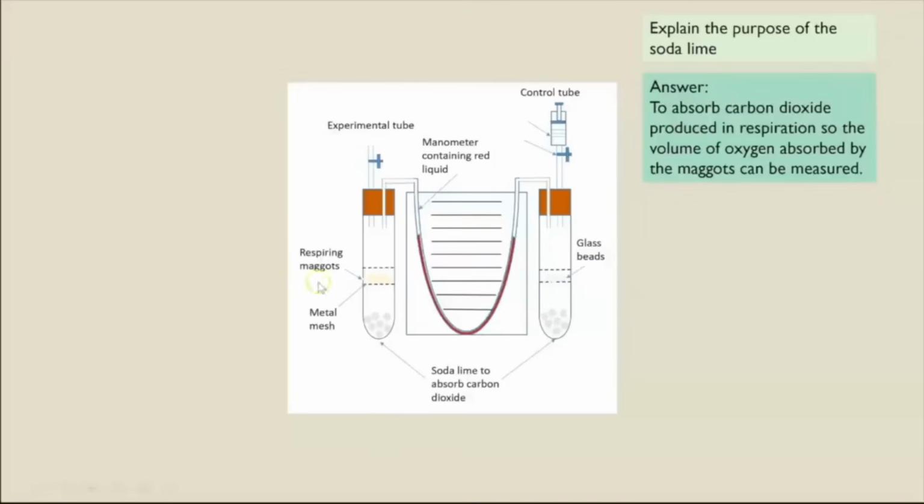The purpose of the soda lime is to absorb the carbon dioxide produced. And that's because the volume of oxygen that will be absorbed by the maggots will be equal to the volume of carbon dioxide produced in respiration. So if that carbon dioxide was not absorbed, the volume would always remain constant, the pressure would remain constant, and that liquid would not move, and therefore we'd have no way to measure the rate. So it absorbs the carbon dioxide, so we are able to actually measure the volume of oxygen absorbed by the maggots, and we use the volume of oxygen absorbed to represent the rate of respiration.